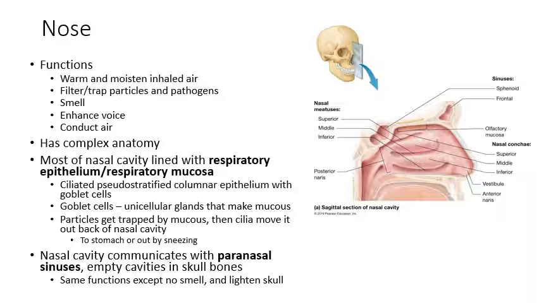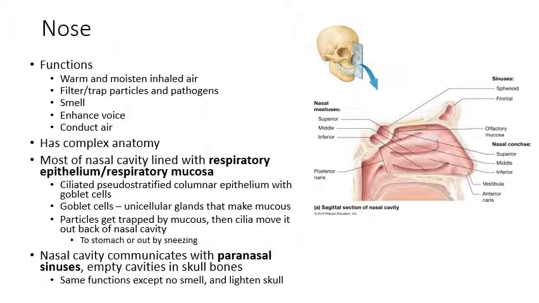The internal anatomy of the nose is really complicated, and we're not going to talk about it. Most of the epithelium in there is respiratory epithelium, also called respiratory mucosa. The exception would be the part of the nose where you're actually smelling. That's the olfactory mucosa instead. That's right up here. The rest of the nasal cavity is lined with respiratory mucosa.